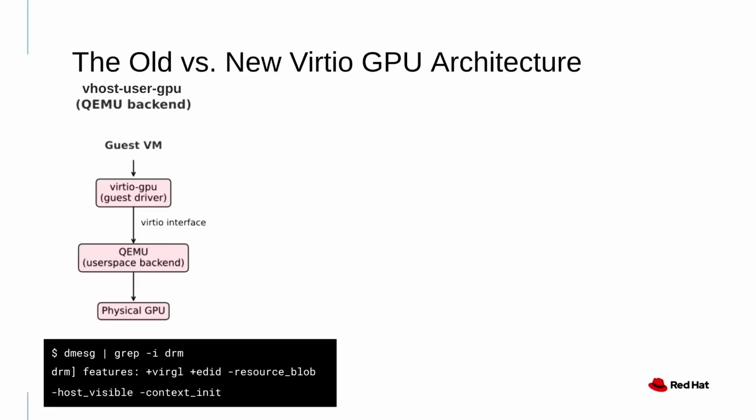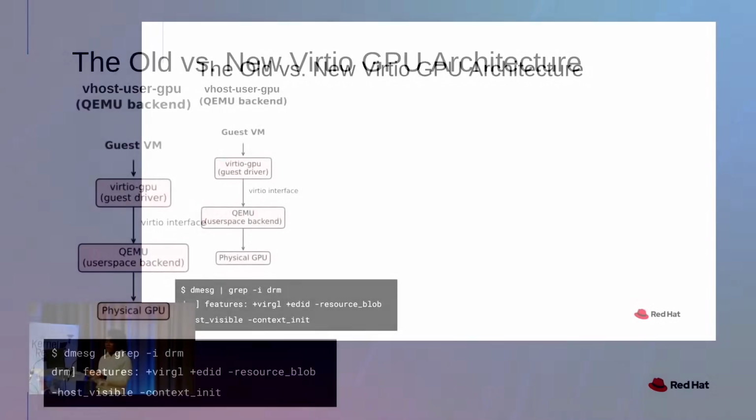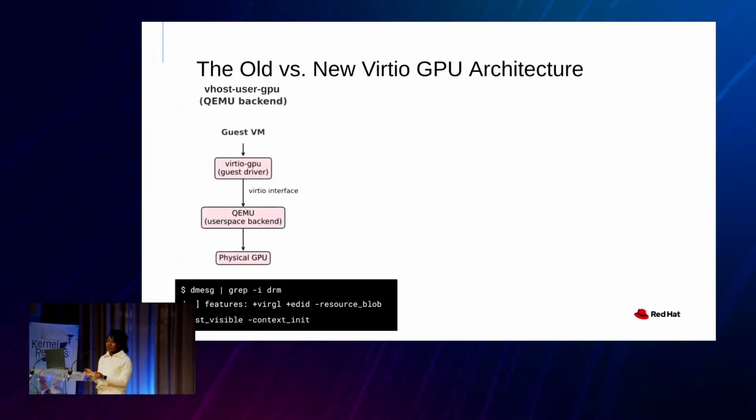A brief explanation of what Virgil 3D mode does: when it is supported, it means that the guest can send OpenGL commands through virglrenderer to the backend. And for the EDID feature, short for extended display identification data, when that is supported, it lets the guest query the display modes from the host. So it would query information like the resolution and the refresh rate.